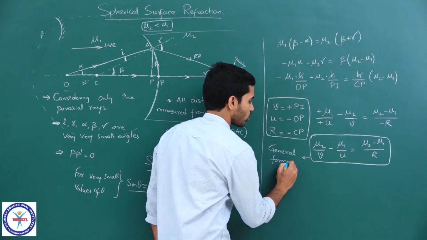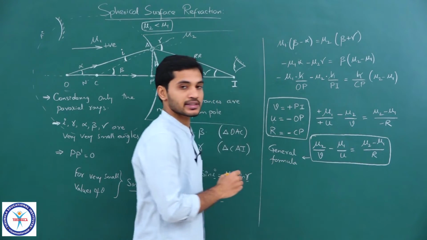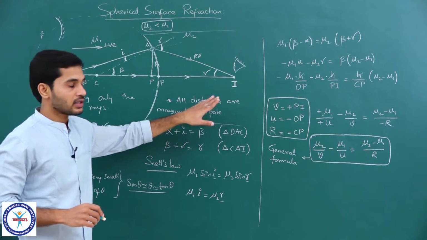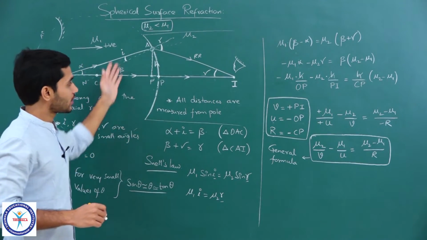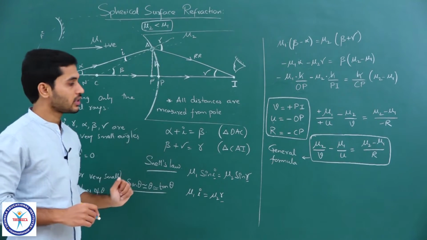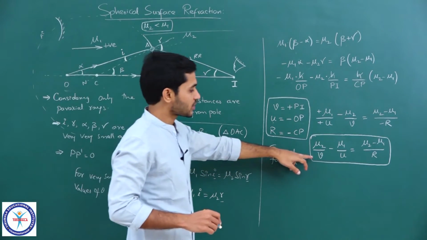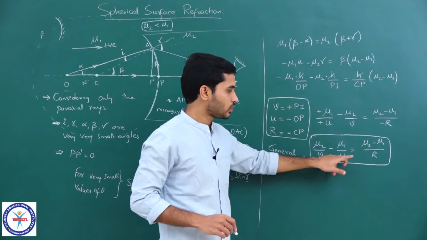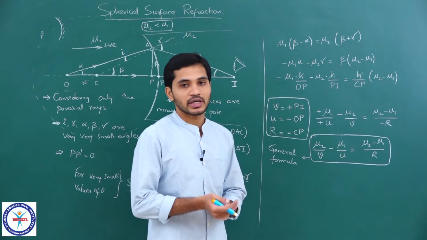So, you can use this for any case wherever the object is, whether the object is on this side, that side, curvature is on this side or that side, clear. For any case you can use this expression mu 2 by V minus mu 1 by U is equal to mu 2 minus mu 1 by R.